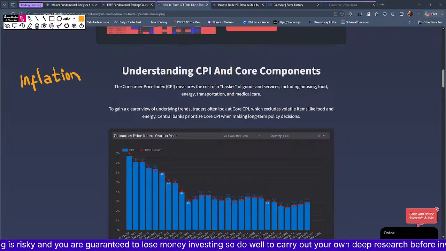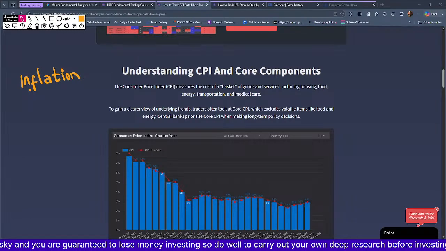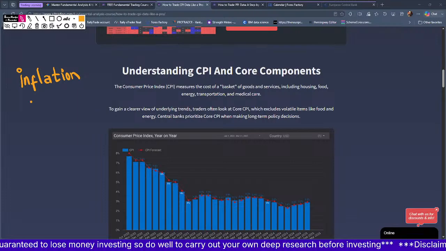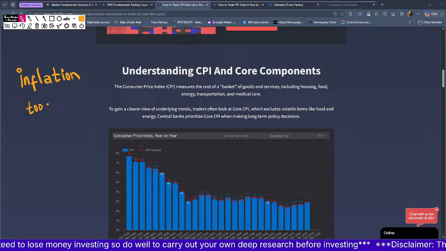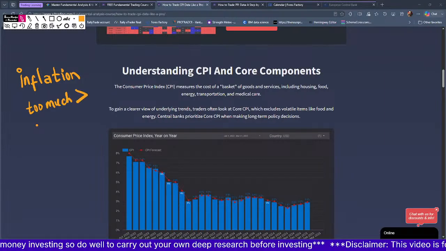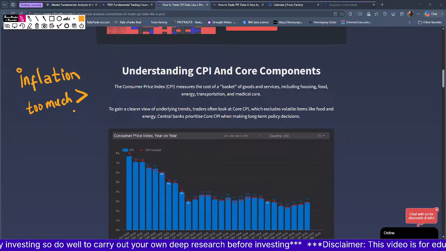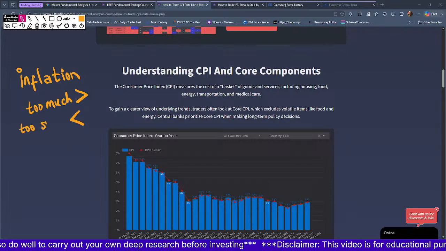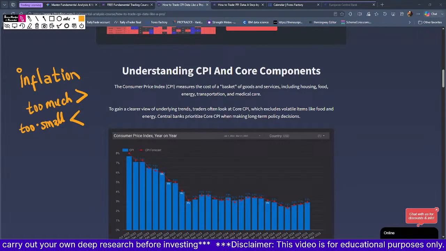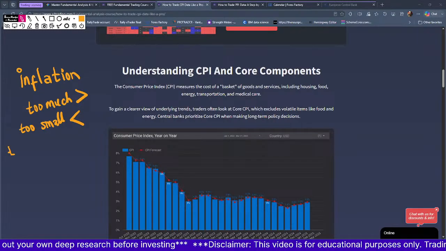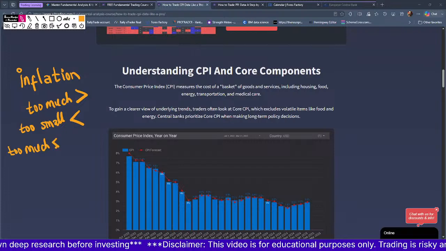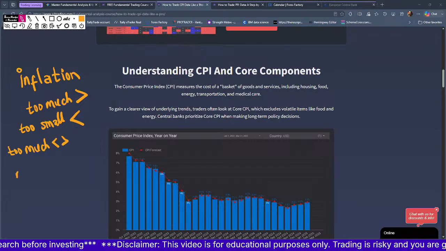So when people hear the word inflation, they feel like it's a bad thing. Yes and no, it is a bad thing if it is too much. But if it is too small, it's also a bad thing. You know the saying, too much of anything is bad. So too much inflation is bad, and too little inflation is also bad. There is a moderate stance for it.